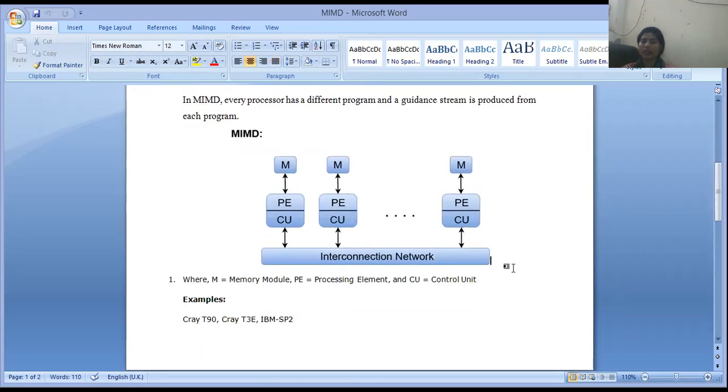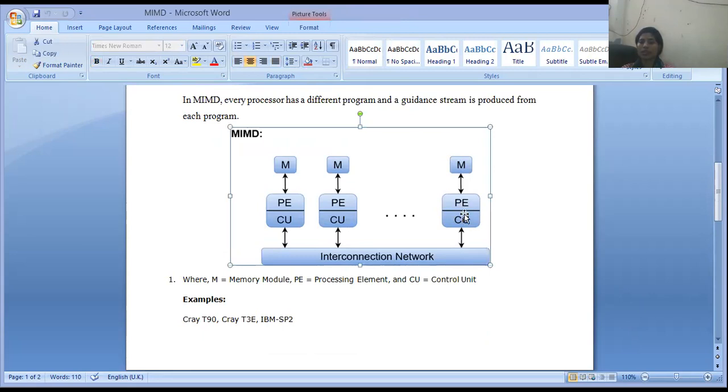This diagram shows you the MIMD. You can see various Ms, where M is the memory, and the P and CU, where the CU is the control unit. The interconnection network is also situated here, connected with these and maintaining everything. The processing unit is controlled by the control unit, memory is attached to save your data, and all this is done with the help of the interconnection network.